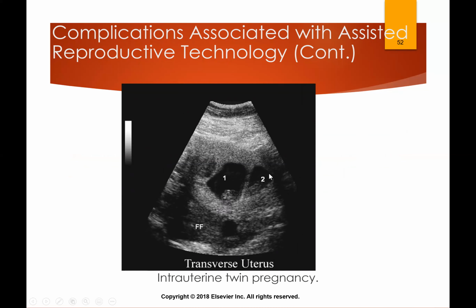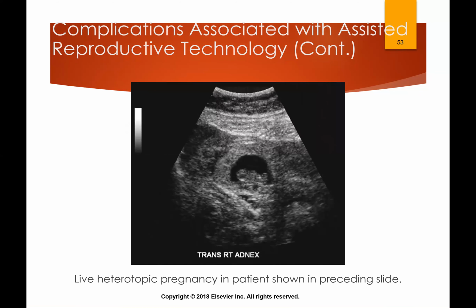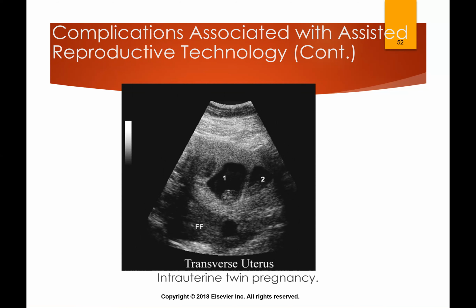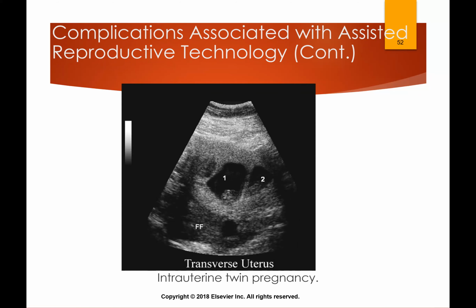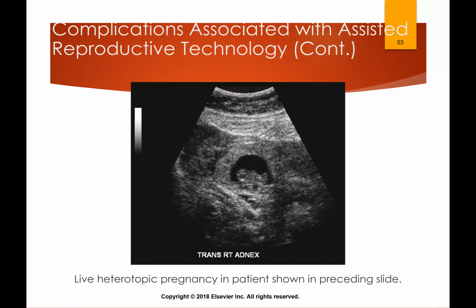This is a uterus here, and there's 2 babies. So this is an intrauterine twin pregnancy that's probably happened from IVF or intrauterine insemination. This is a live heterotopic pregnancy in the patient shown in the preceding slide. So that's inside the uterus, and this is the ectopic pregnancy that was also with that. So that's kind of a sad deal.